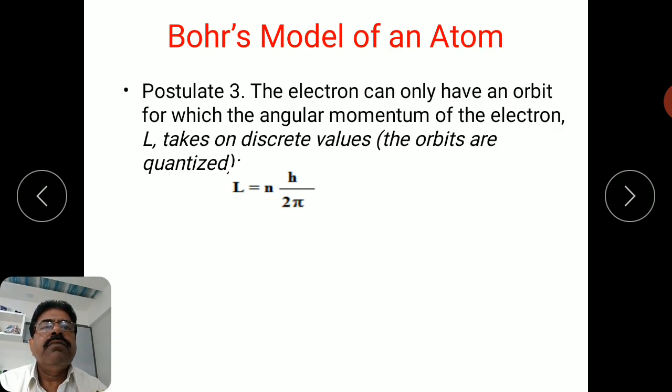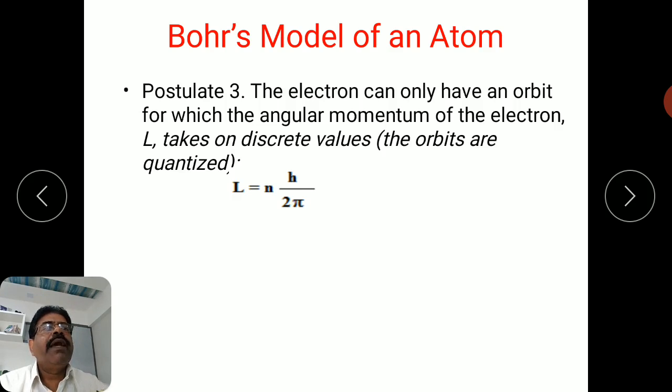So in the first postulate, he has mentioned a certain condition. All circular orbits are not allowed. Only certain orbits are allowed, which he called the stable orbits. The condition for a stable orbit is that the angular momentum should be an integral multiple of h upon 2 pi. So L = nh upon 2 pi. This is the quantization, and this concept is taken from Planck's quantum theory. The angular momentum here is quantized, L = nh upon 2 pi, where h is Planck's constant.